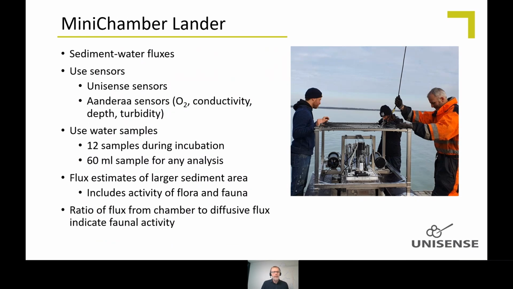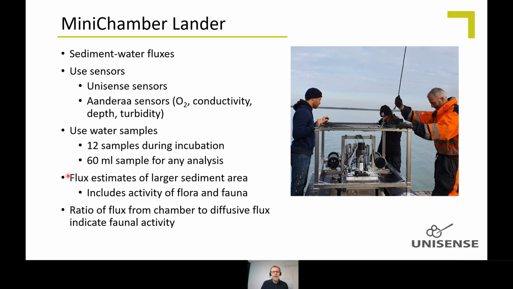So another way of working with the sediments is to use chambers to get sediment-water fluxes. You can use sensors, all the Unisense sensors. You can also use the Underrow sensors, which we integrate with our system for oxygen, conductivity, depth, and turbidity. There's also typically a water sampler on these systems. You can take water samples during the incubation, 12 of them normally, and they're 16 milliliters each.